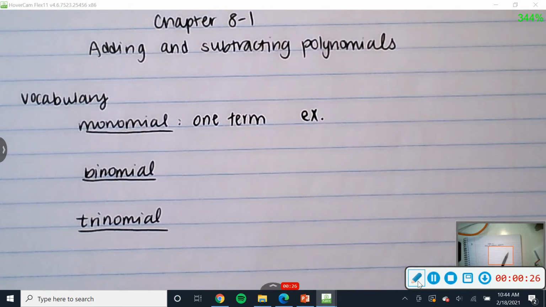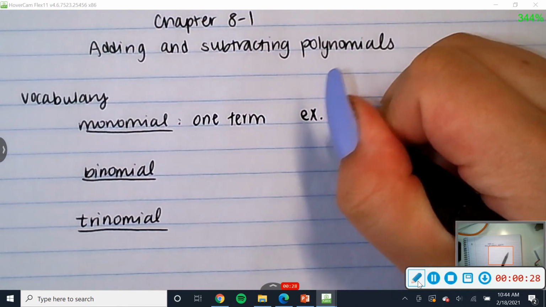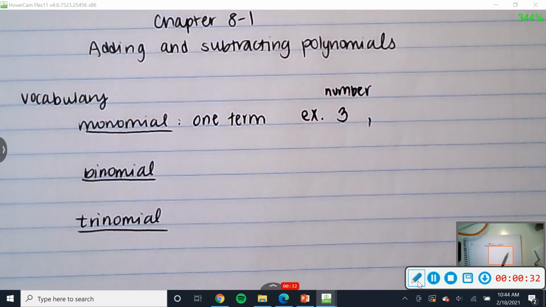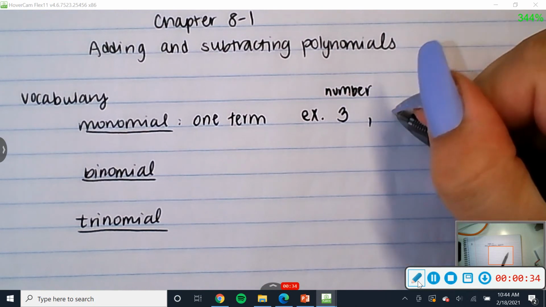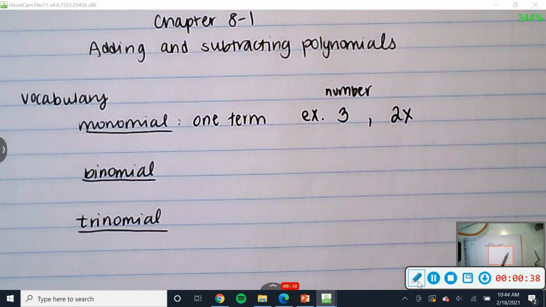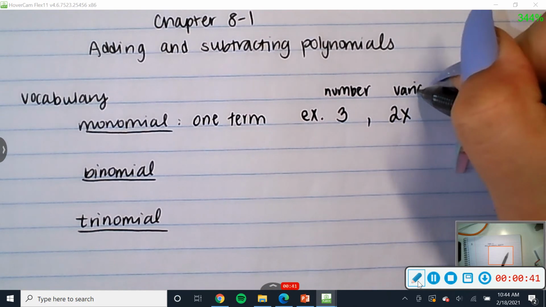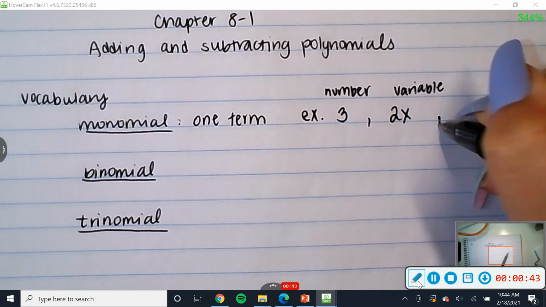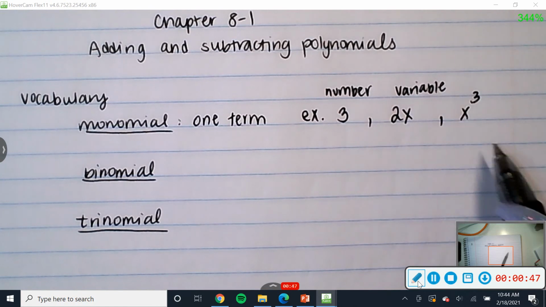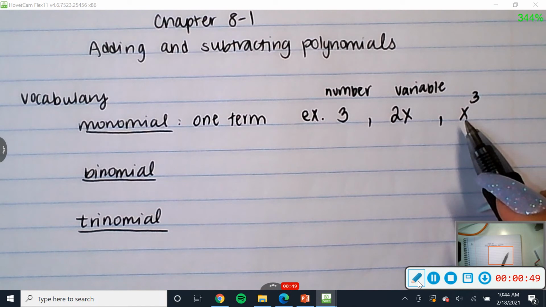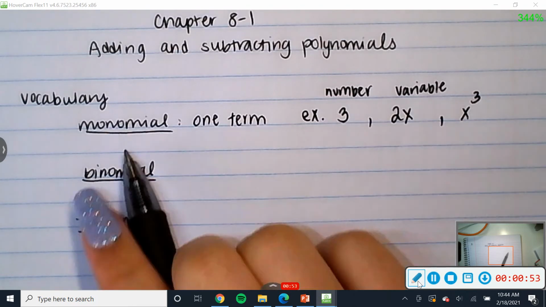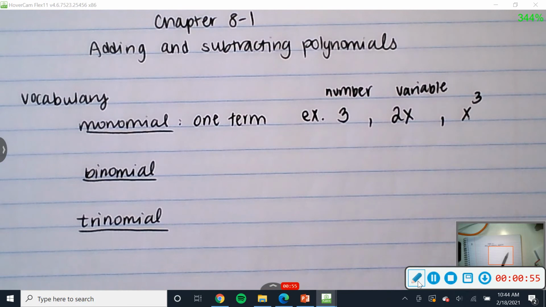An example of this would be you could have a number that's by itself. So for example, just 3 by itself, that's one term. You could also have variables by themselves. So for example, 2x. This is also considered one term when it's grouped together like this. And then finally, you could even have other variables like this, 3x cubed, or x to the third power. This is also one term by itself. So monomial means one term.